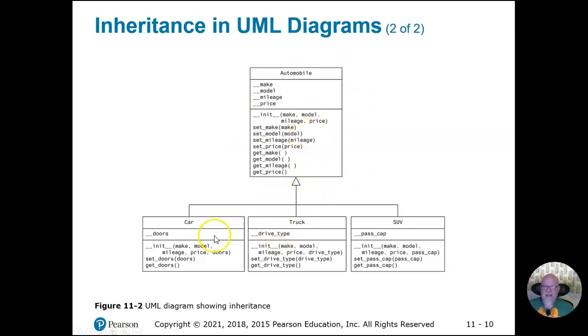That says that each one of these inherits from the automobile. So the car also has doors. Remember, it's got everything automobile has, and it's got a new init that has the make, model, mileage, price, and doors. And then we've got our set doors and get doors.